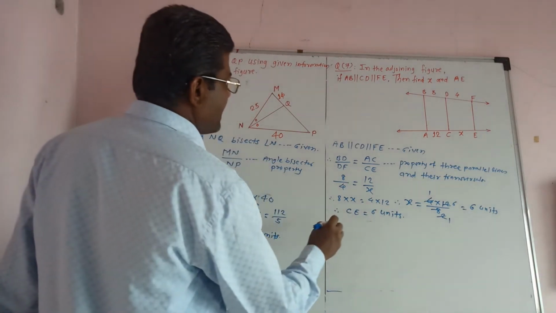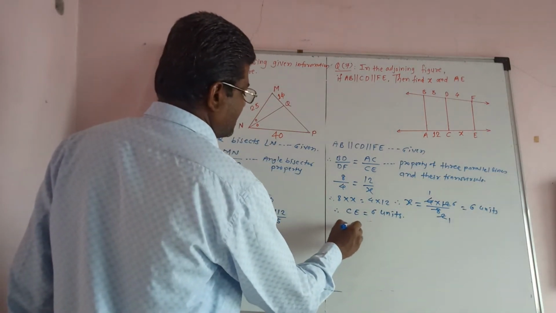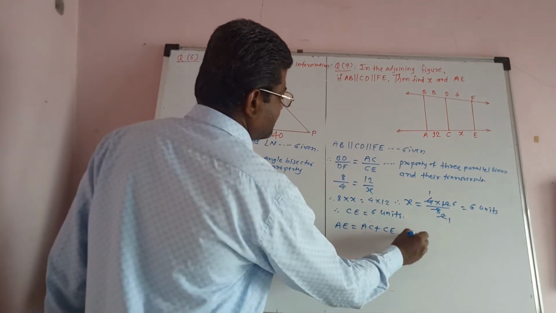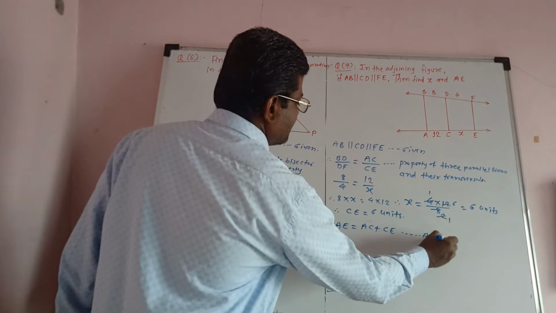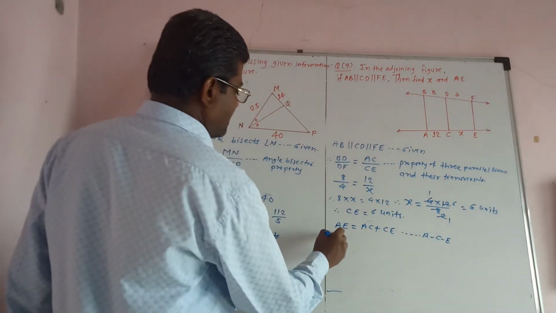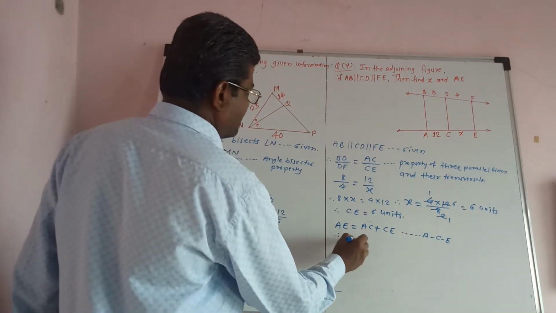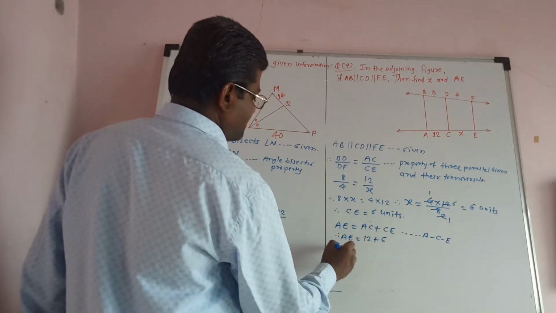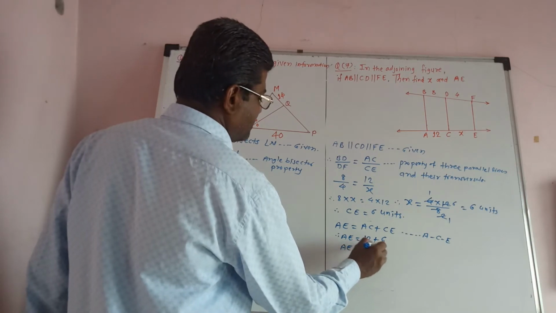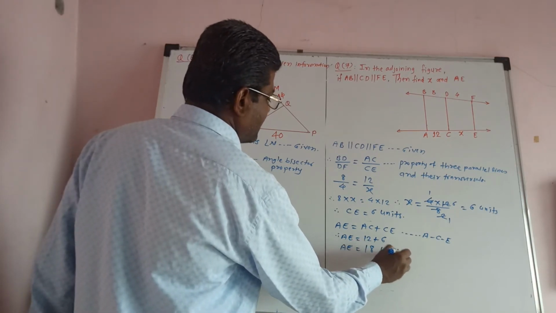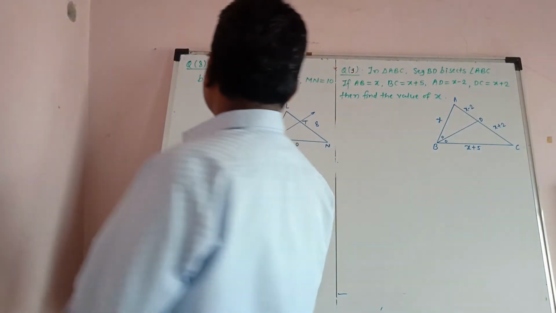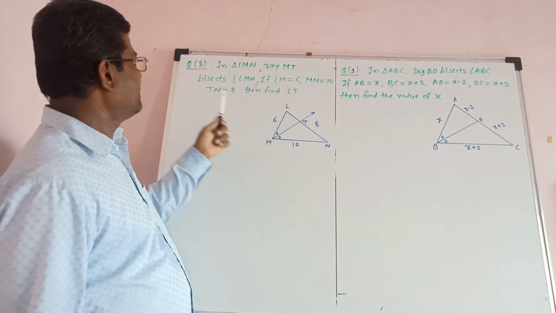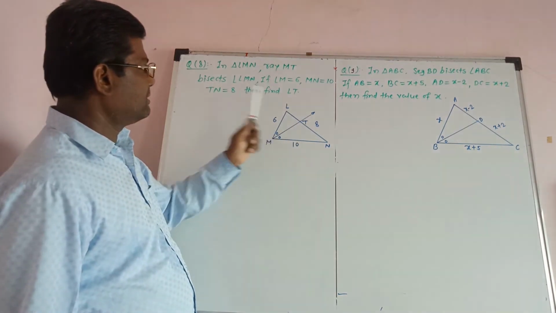Now we have to find AE. AE is equal to AC plus CE. Reason is A-C-E. Therefore, AE is equal to AC is 12 and CE is 6. Therefore, AE is equal to 18 units.